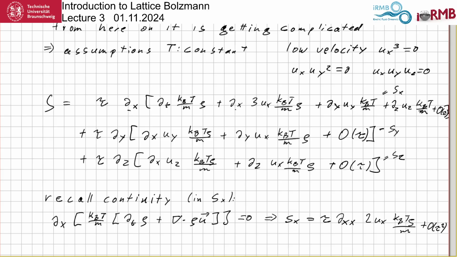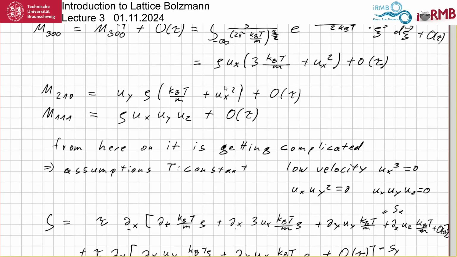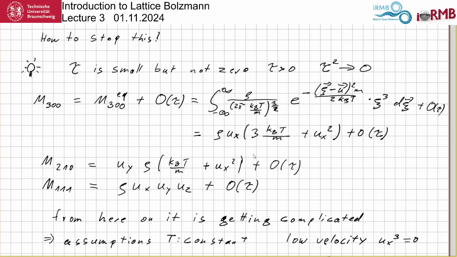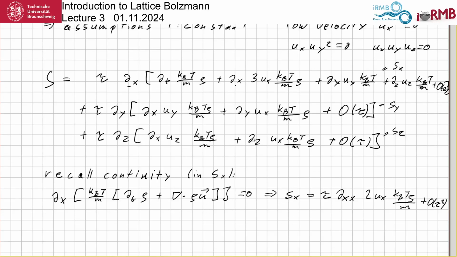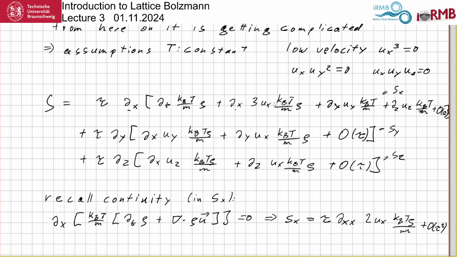So what we're doing here is rewriting. The 3 is not coming from the derivative, it is coming from the integral up here. We want to get rid of everything, but we don't get rid of everything.